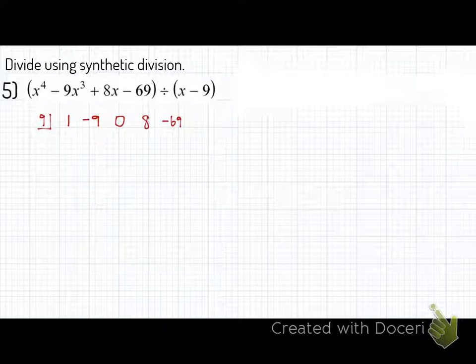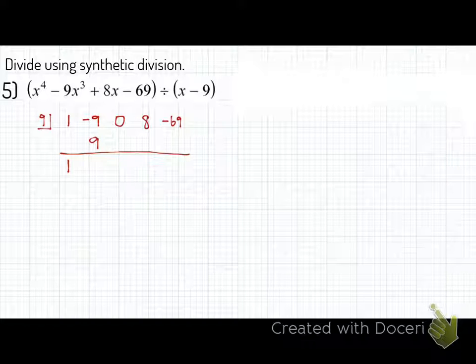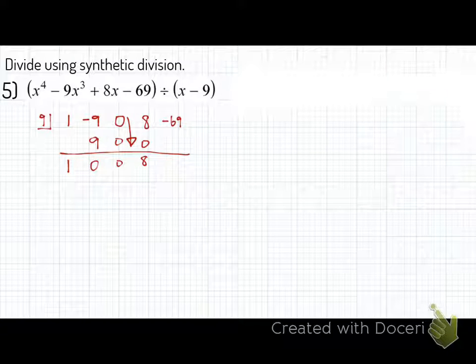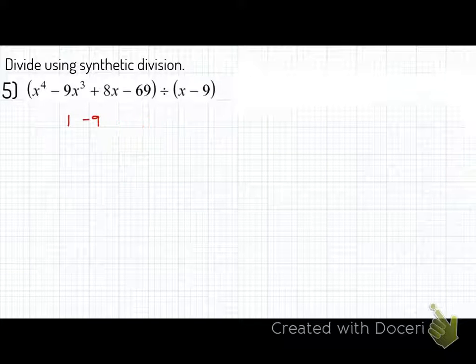Okay, here we go. Let's start this one off together. Bring down the 1, right? 1 plus nothing is 1. Good. That's our first term. 1 times 9? 9. Negative 9 plus 9? Good. 0 times 9? 0 plus 0? Good. 0 times 9? 0. 8 plus 0? No, 8. When you go down, you're going to add. Did I go too fast? Yeah. Okay, here we go. Slowing down.